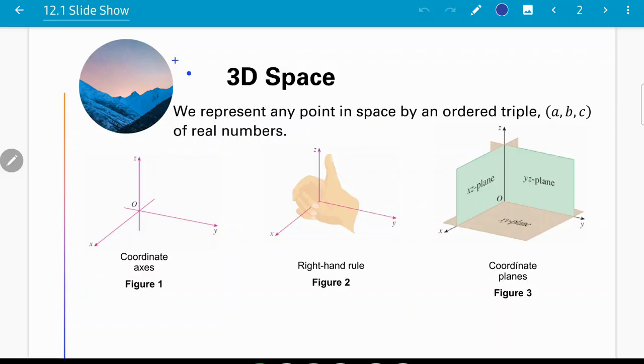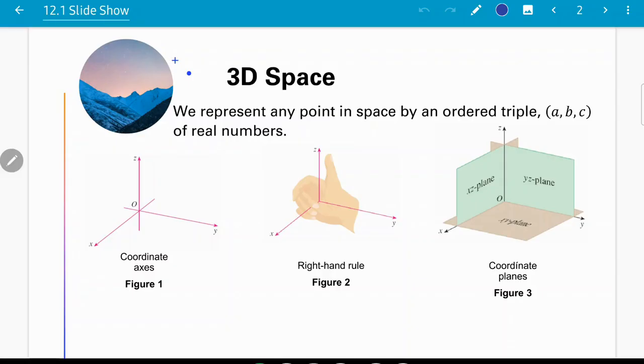The direction of the z-axis is determined by the right-hand rule, as illustrated in Figure 2. If you curl the fingers of your right hand around the z-axis in the direction of a 90-degree counterclockwise rotation from the positive x-axis to the positive y-axis, then your thumb will point in the positive direction of the z-axis. The three coordinate axes determine the three coordinate planes, as shown in Figure 3.